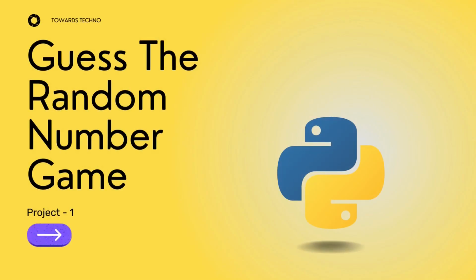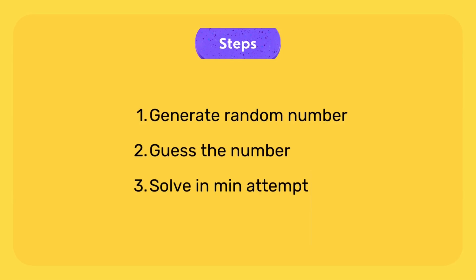So today we're gonna dive into a random number guessing game using Python. This is a great project for beginners. If you're just starting out with coding, this is perfect for you. What we're gonna do is write a Python script that will generate a random number, like between 1 to 100. The challenge for the player is to guess that number within a limited number of attempts.